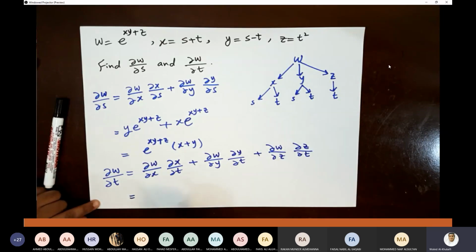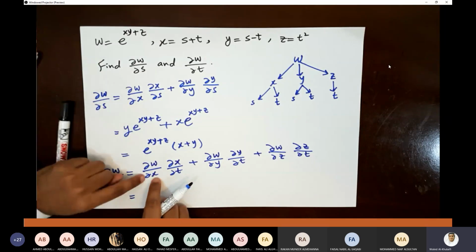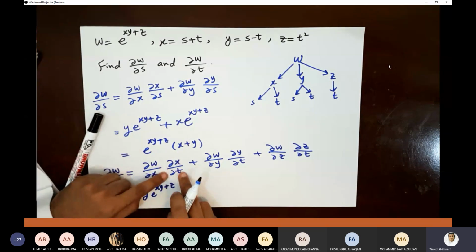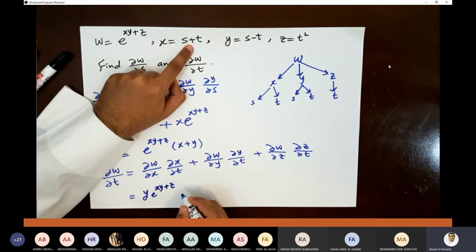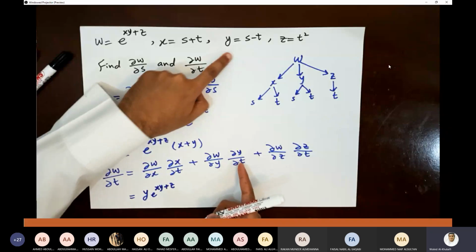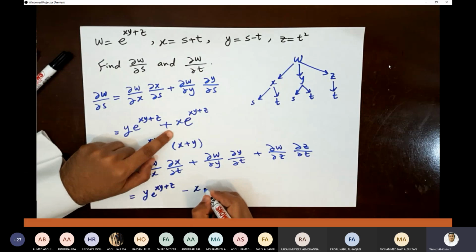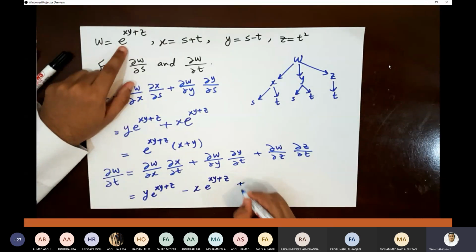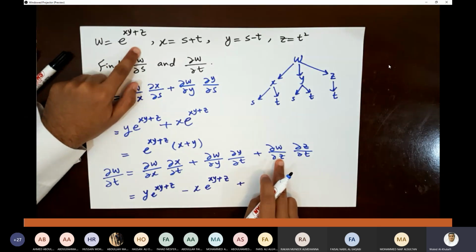Okay, and then you just substitute here. You see, partial W by partial X is the same thing as you found here. So this is the answer that we found, e^(XY+Z) times Y. Partial X by partial T here will make a difference now. Here of course it is 1, so we don't have any problem. But here dY by dT is negative 1, so we start with negative. Partial W by partial Y, which is the same as what we found here. But also you have to be careful. And then this is the term that we did not find in the beginning. So plus partial W by partial Z. What does that give us? Anyone? Partial W by partial Z.